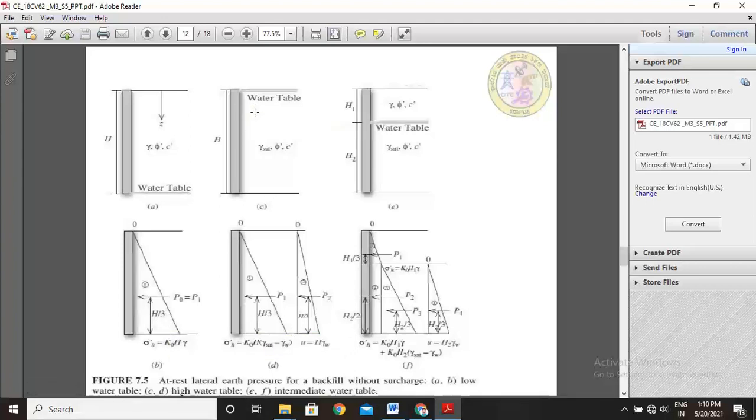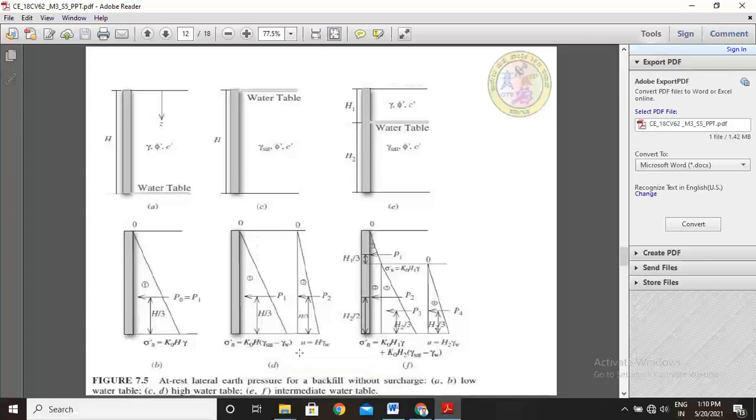Second case: if the water table is at the top of the retaining wall, and the soil properties are gamma saturated, phi dash is the angle of internal friction, and soil cohesion is c. Then how do we plot the pressure distribution diagram? See here.